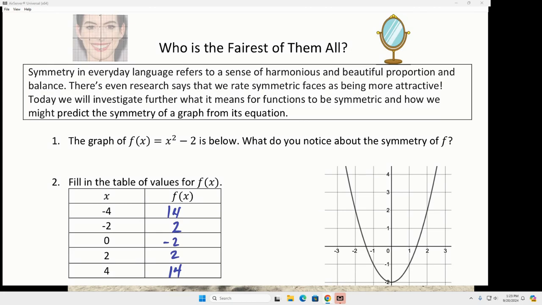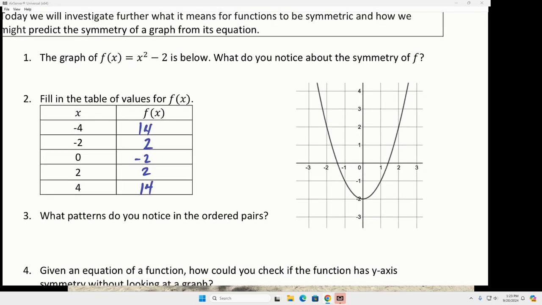All right, so what type of symmetry does this f function have? Like, where could you fold it? It would fold on top of itself. Y-axis, yes. Did you say that? I just didn't hear you. Sorry. So this is y-axis symmetry.